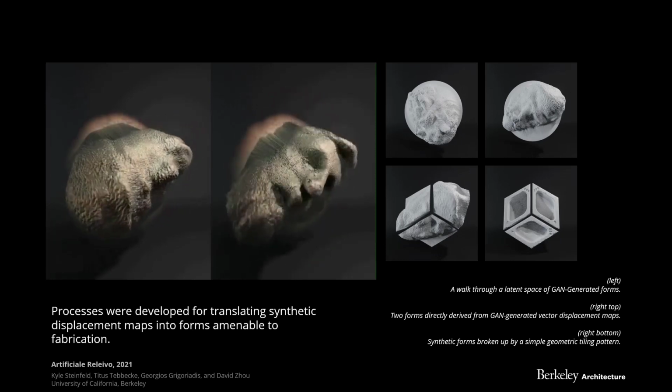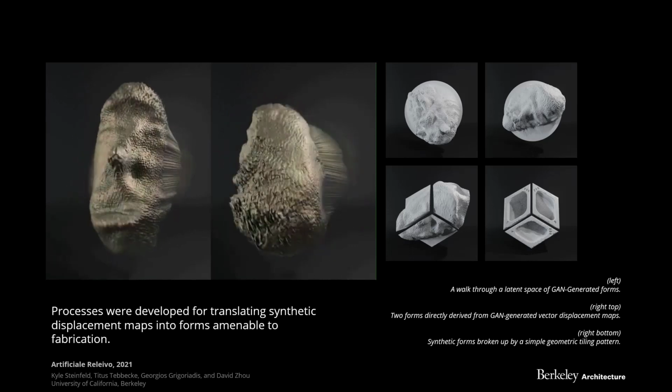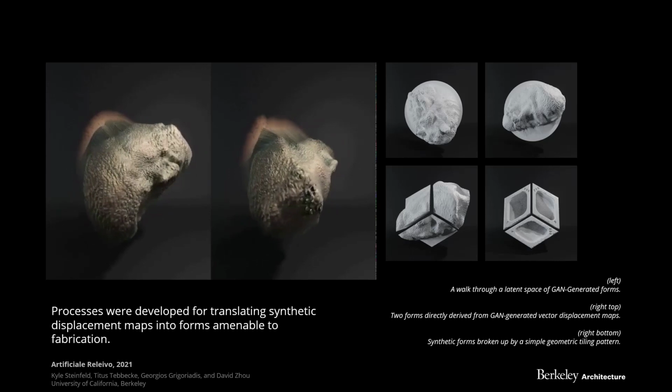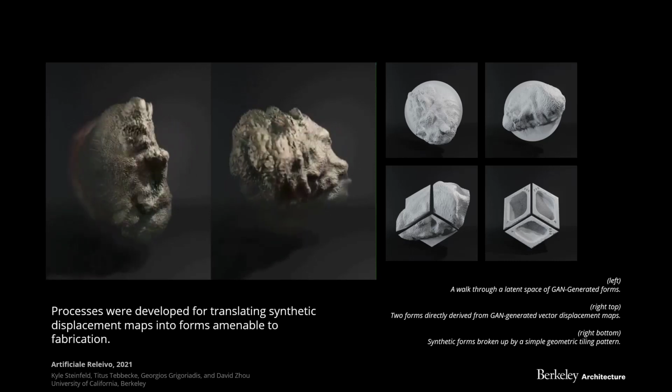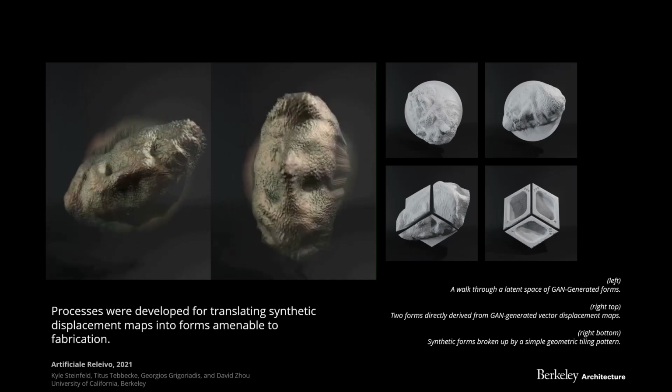The team also began to think about how to bring these synthetic forms out into the world. Given the classical subject matter, a bronze casting seemed an appropriate possibility. To this end, we developed processes for translating the synthetic displacement maps into forms amenable to the fabrication processes that we had in mind. Here's how we proceeded.